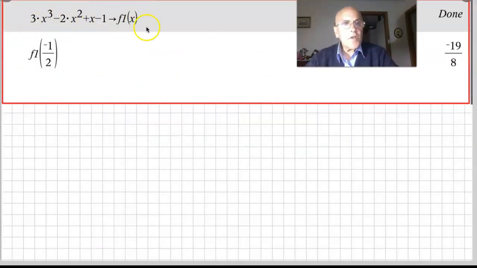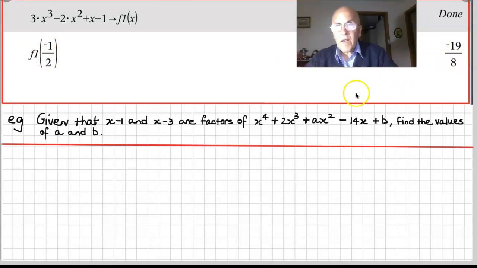If we want to do this on our CAS device, it's very easy. You just put your polynomial in, call it something like f1 of x, and you're done. And then you just put in f1 of minus a half, and you get your remainder. How do you like that? Pretty marvellous.